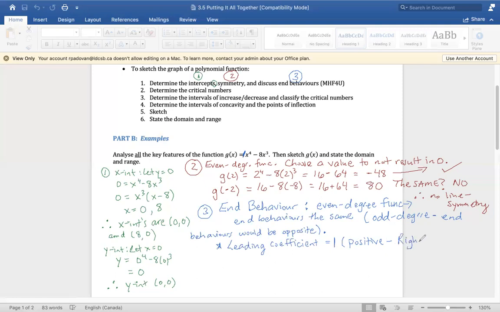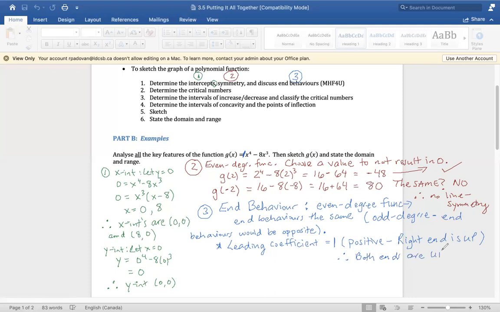Let's write that down first. Reading a graph from left to right, the right side would end in the upward position. Because it's a degree of 4, an even degree function, both end behaviors are the same, and we know the right end is up, therefore both ends are up.